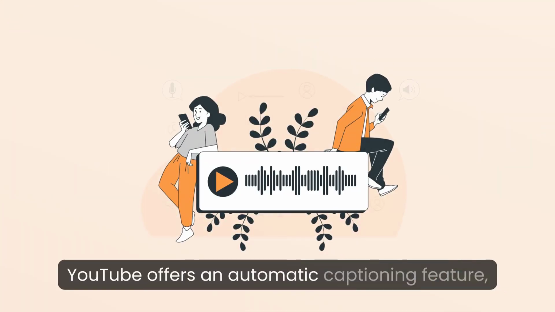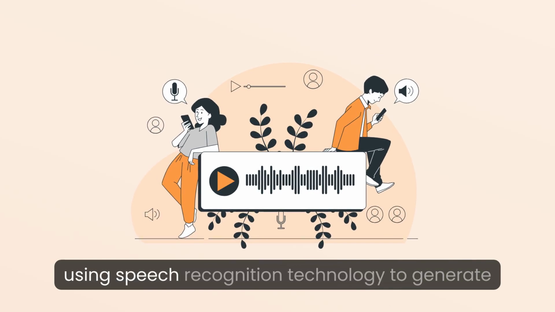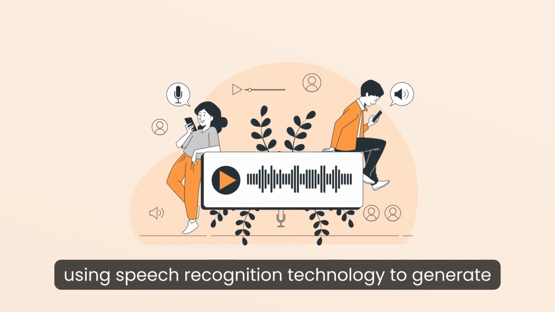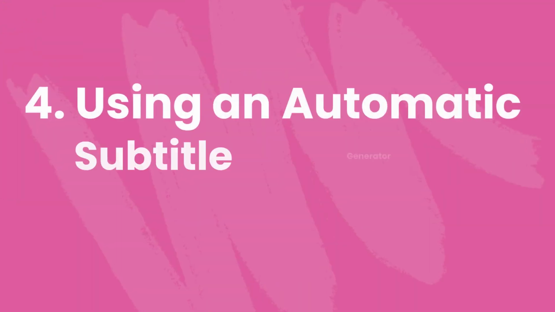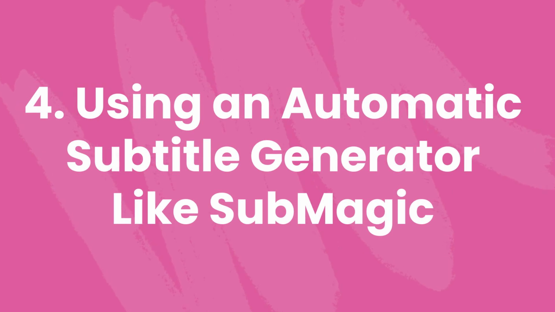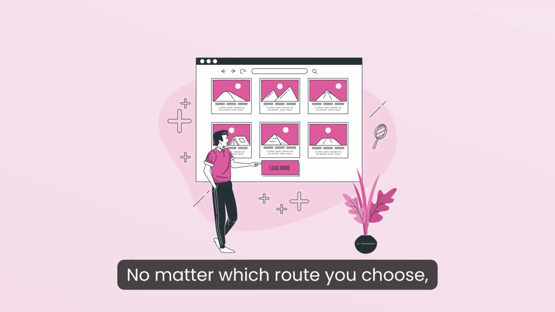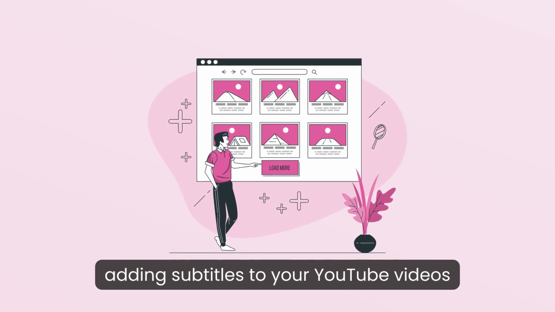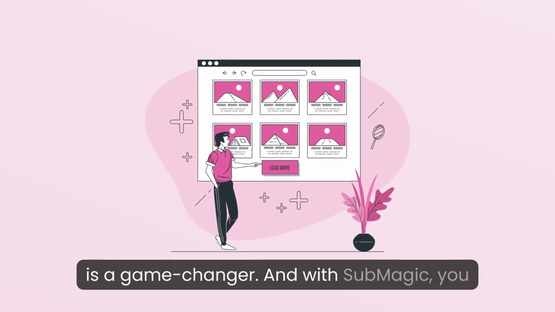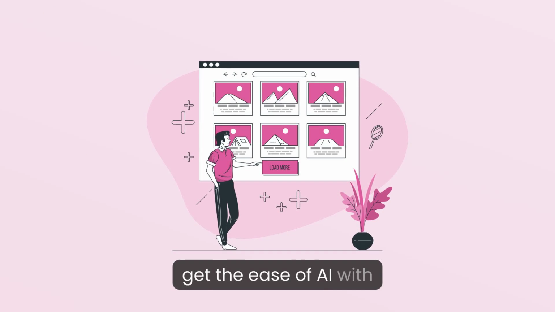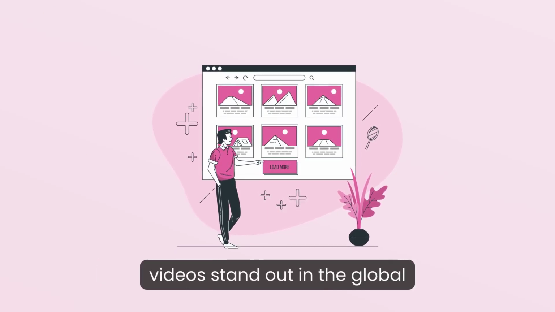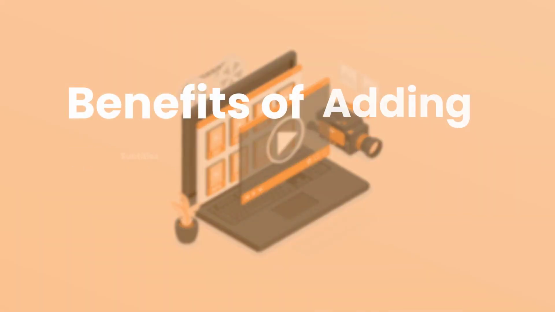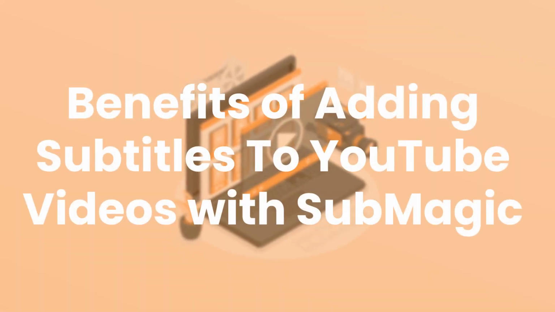YouTube offers an automatic captioning feature, using speech recognition technology to generate subtitles for your videos. 3. Hiring a professional transcription service. 4. Using an automatic subtitle generator like Submagic. No matter which route you choose, adding subtitles to your YouTube videos is a game changer. And with Submagic, you get the ease of AI with the flair of customization, ensuring your videos stand out in the global YouTube arena.